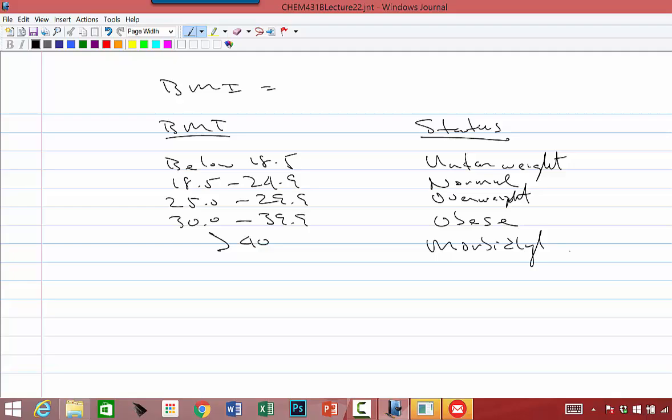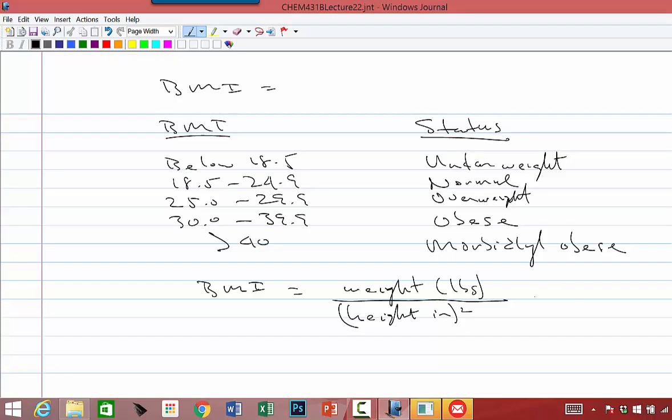And one way to calculate BMI is: BMI is going to be equal to weight in pounds divided by height in inches squared, times 703.